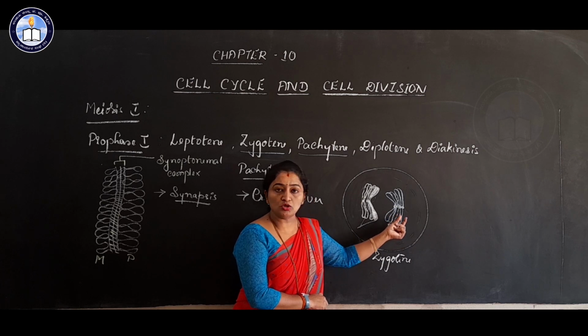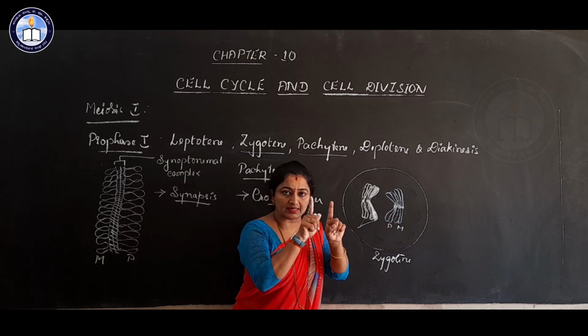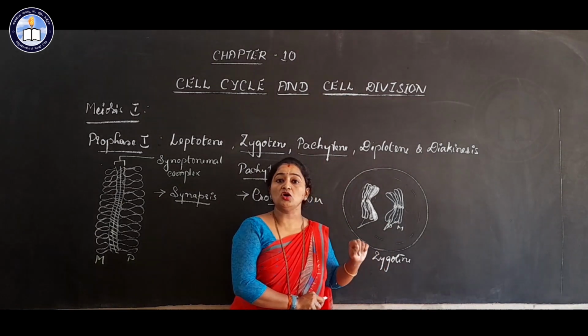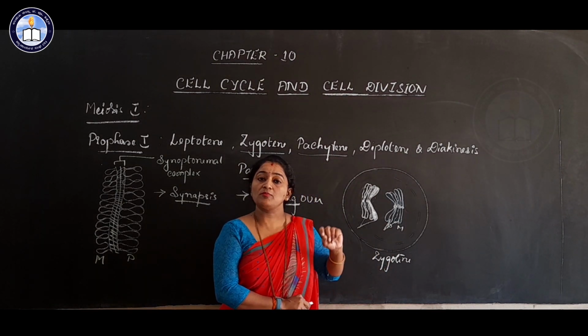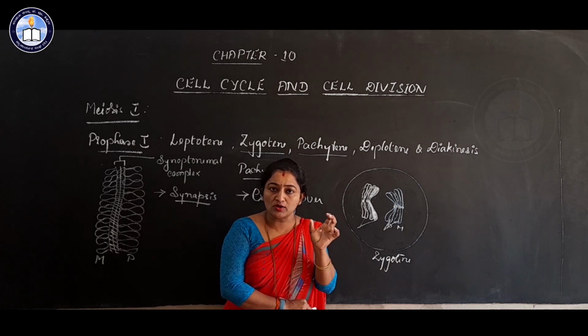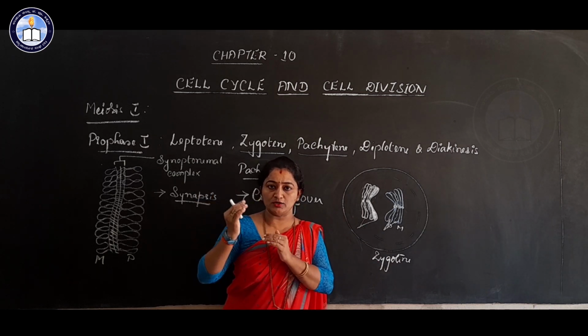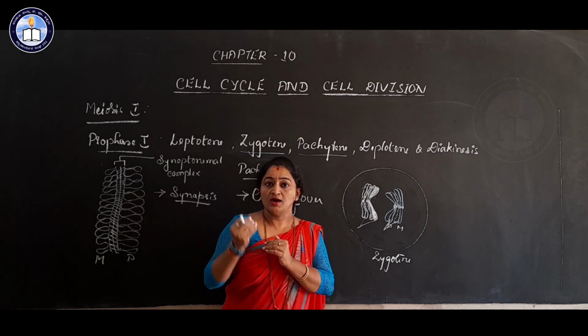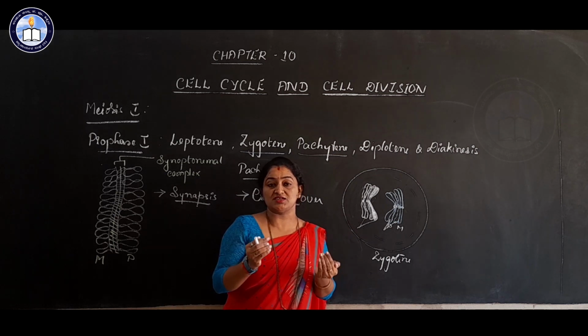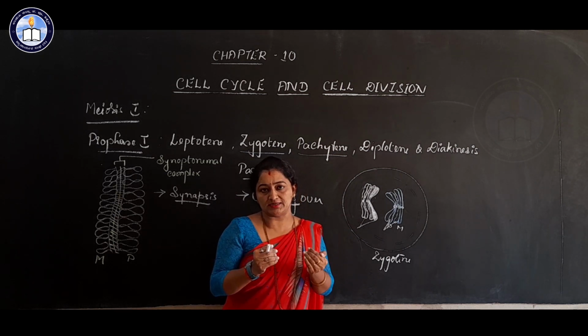The homologous chromosomes are in pairs. Now, these two are the non-sister chromatids. Chromatids of two different chromosomes, or in that homologous pair, one chromatid from the father chromosome and another chromatid from the mother chromosome. These two are considered non-sister chromatids.